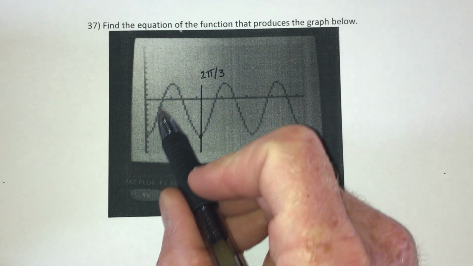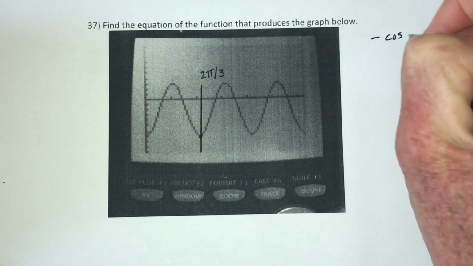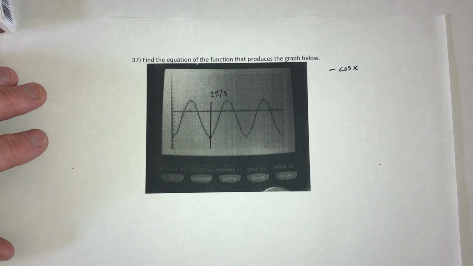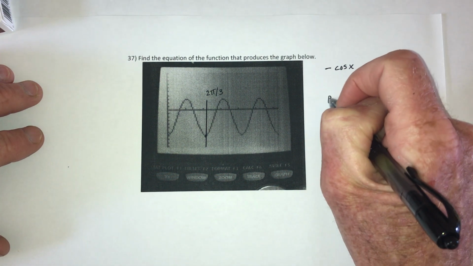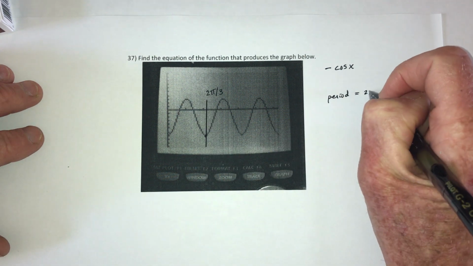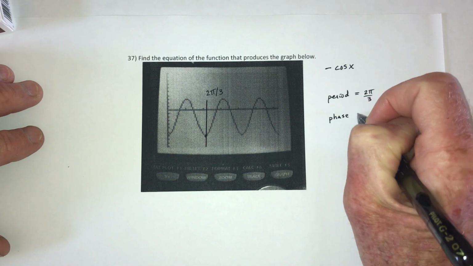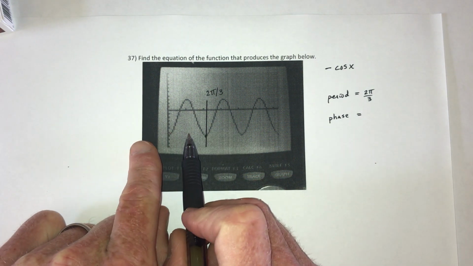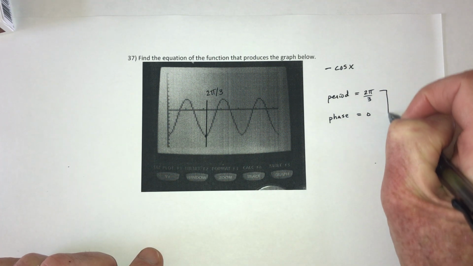Oh, this is starting at the bottom and going up. So that looks like it's probably negative cosine of x. So that's my first guess. Let me zoom a little more normal. Okay, my guess is it's negative cosine of x. Now the period is what I just found over here. That's 2 pi over 3. And then the other x-axis information, the phase shift, was this shifted to the right or to the left? Well, it starts at 0 and goes to 2 pi over 3, so the phase shift is 0.